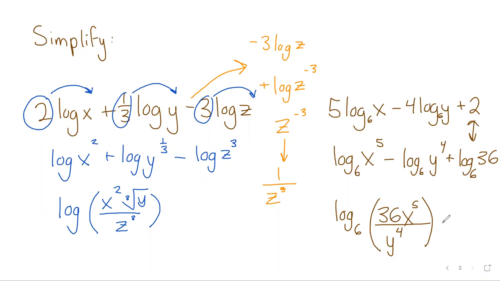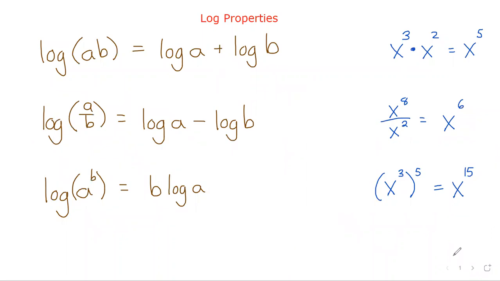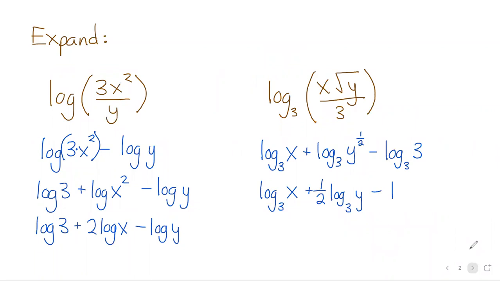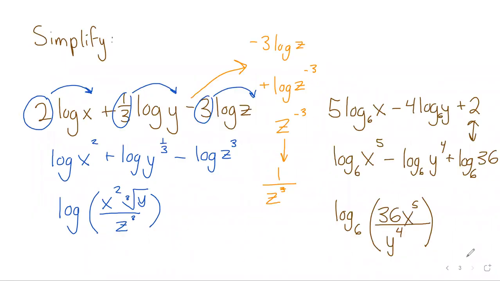So those are some good example questions with log properties. Again, there's really just 3 that are important to know, that they're the same as the corresponding exponent properties. And that the 2 main kinds of questions that you get with this are either expanding from one log into several logs, or simplifying or condensing from several logs into a single log, all in one piece.